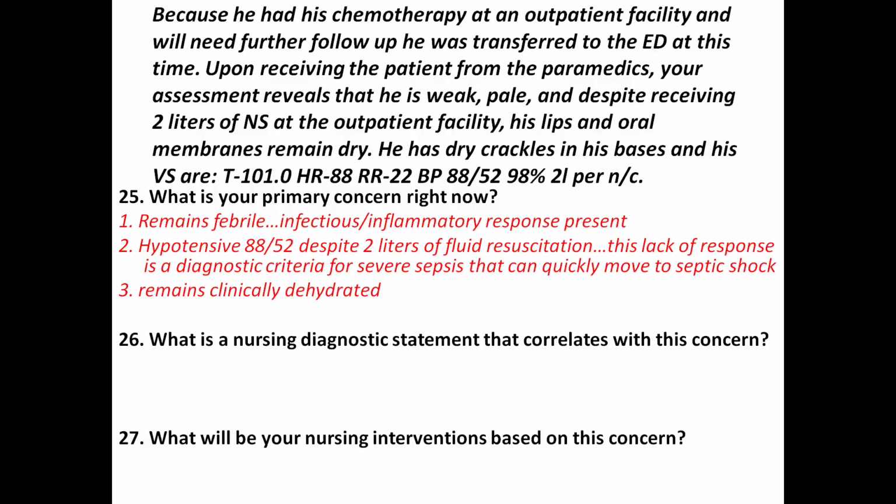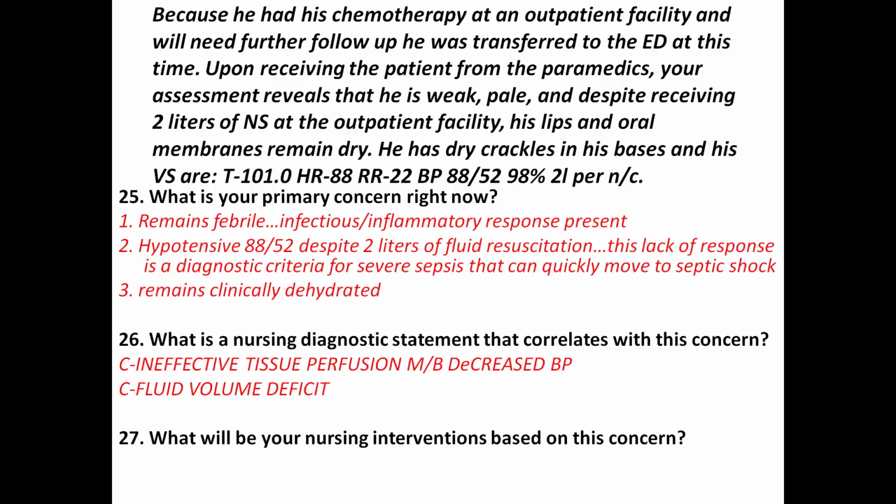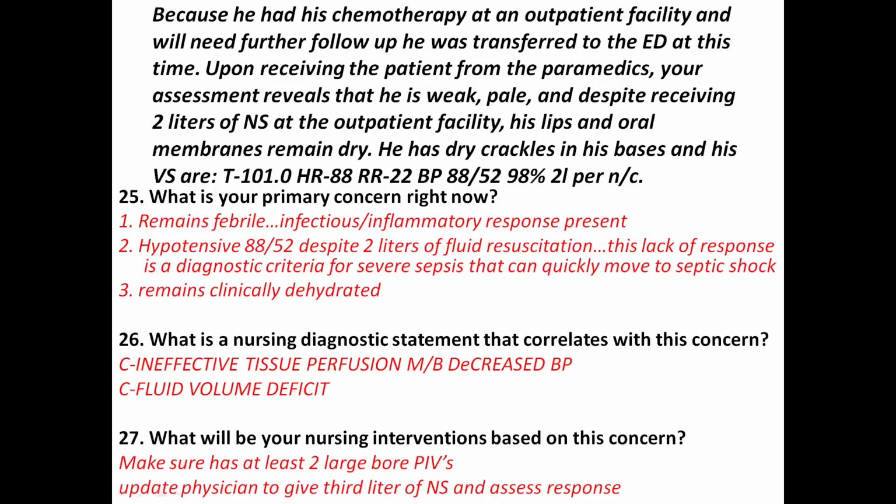What is a nursing diagnosis statement? When we are looking at our ABCs again, this is now into C. He has ineffective tissue perfusion manifested by a decreased blood pressure, and he also has fluid volume deficit. So if we are to look at our nursing interventions again, we need to make sure that he has some good IVs in place so we can give him a fluid resus, and we're going to ask the physician for another liter of fluid to put on board.